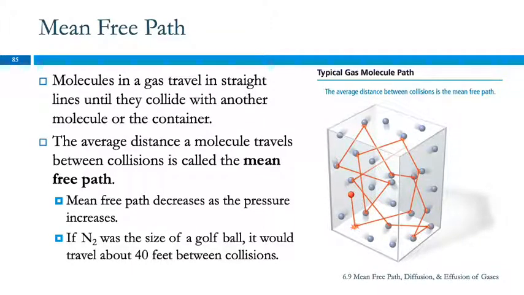And over here, this was a small amount before it ran into something, but you could look at the average. The average free path length, or the mean free path length, is going to get smaller as the pressure increases. If I squeeze all of these particles closer together, you can imagine they're going to run into each other more often. The free path goes down. If nitrogen was the size of a golf ball, it would get to go about 40 feet between collisions. So those gas particles are moving just by themselves most of the time.